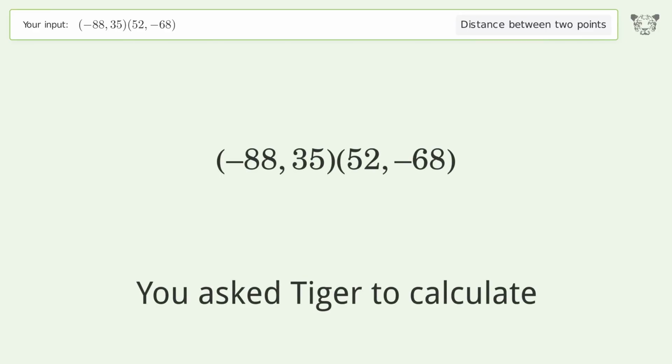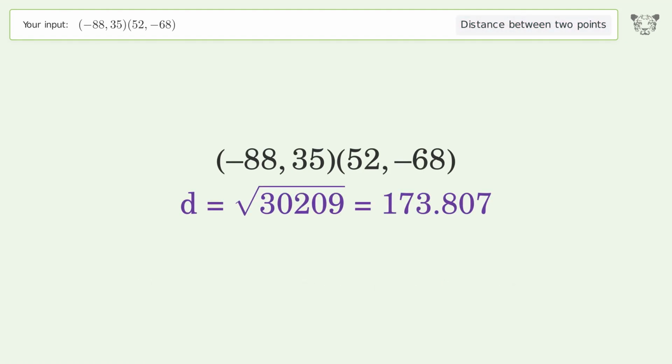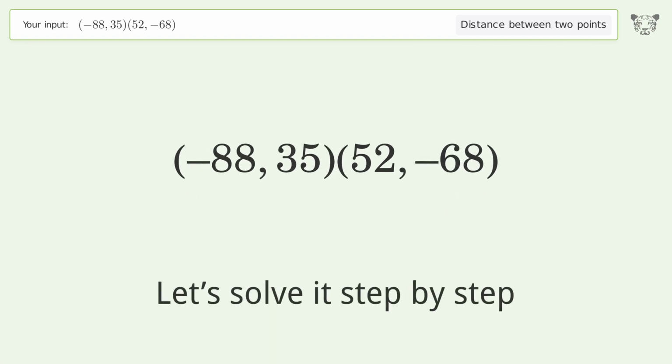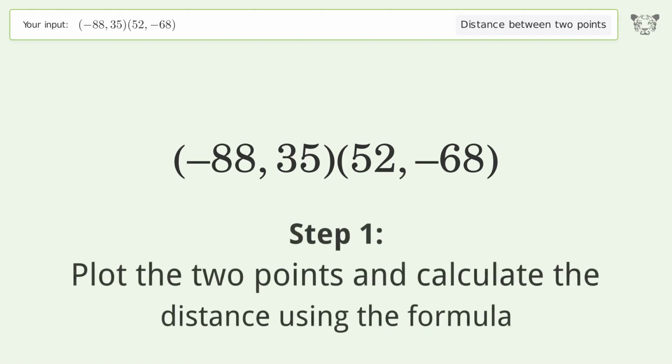You ask Tiger to calculate. This deals with the distance between 2 points. The distance between the 2 points is the square root of 30,209, or 173.807. Let's solve it step by step. Plot the 2 points and calculate the distance using the formula.